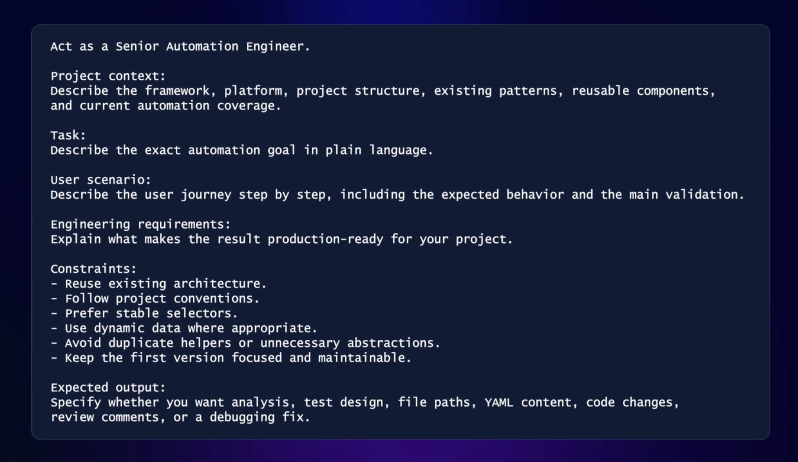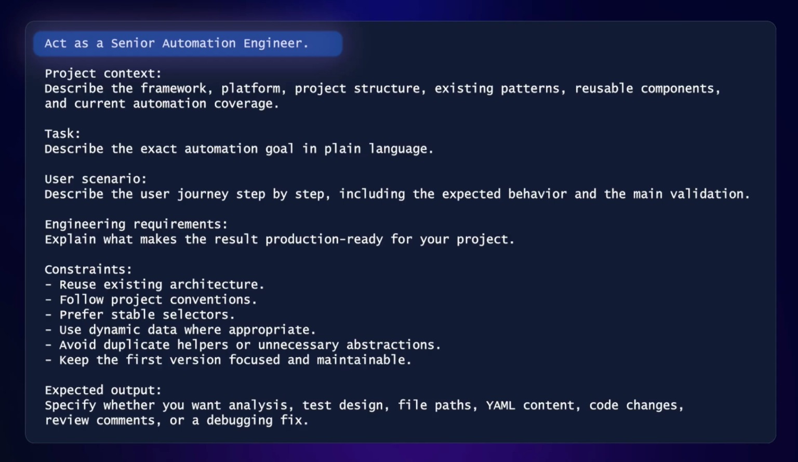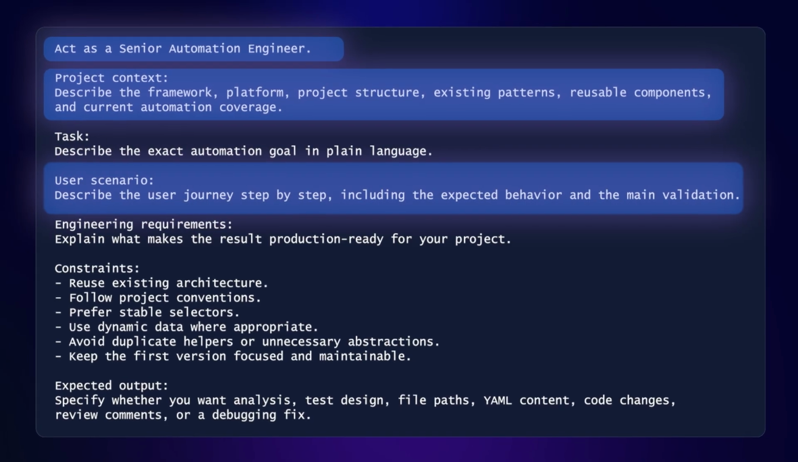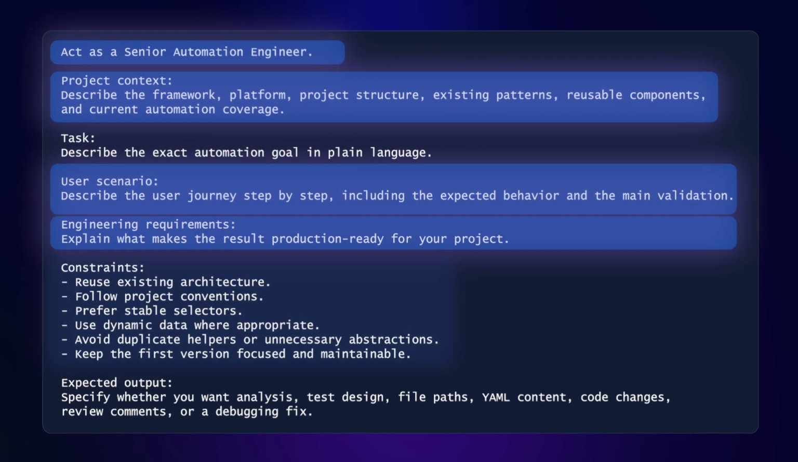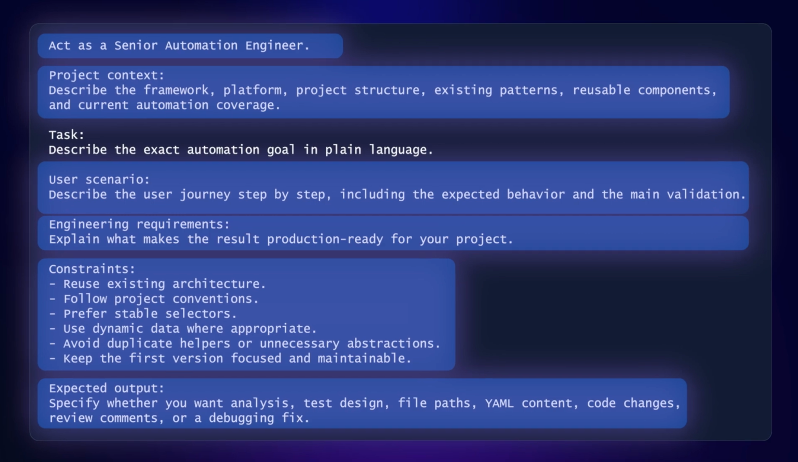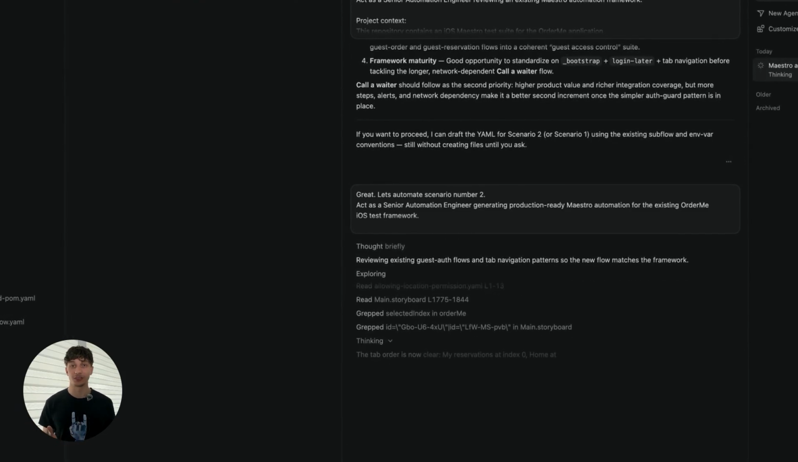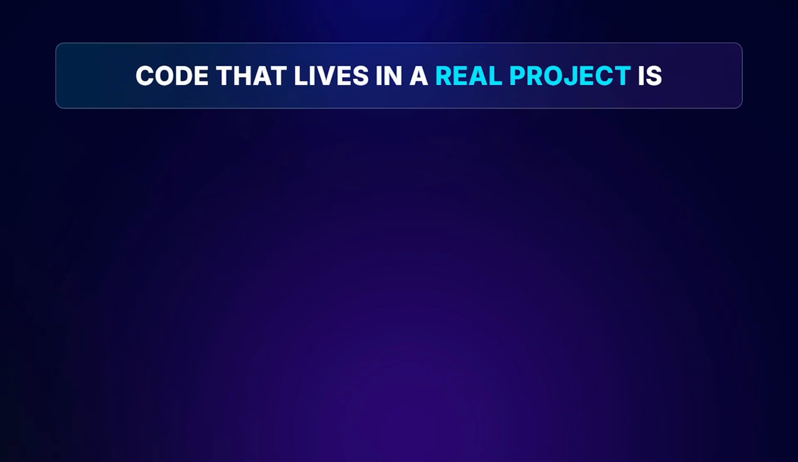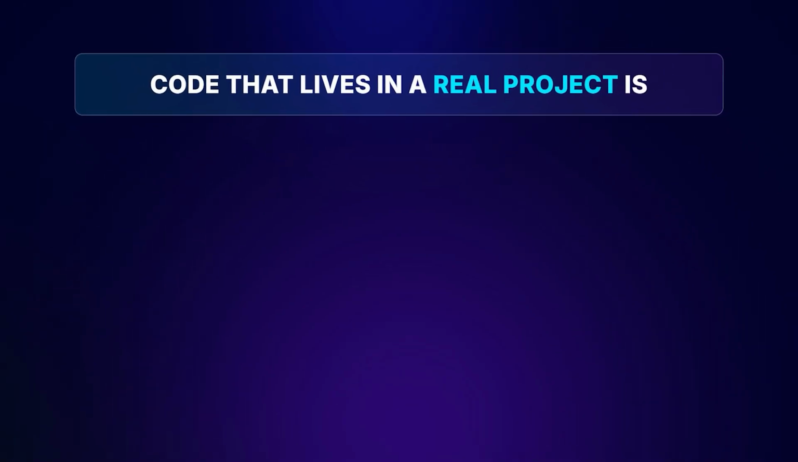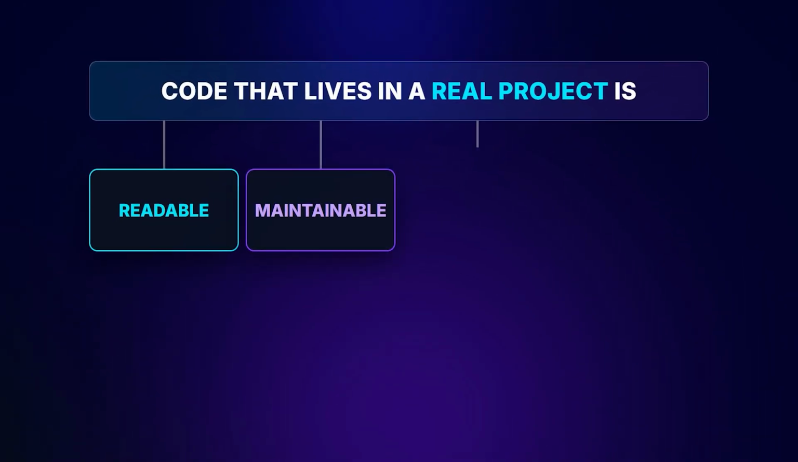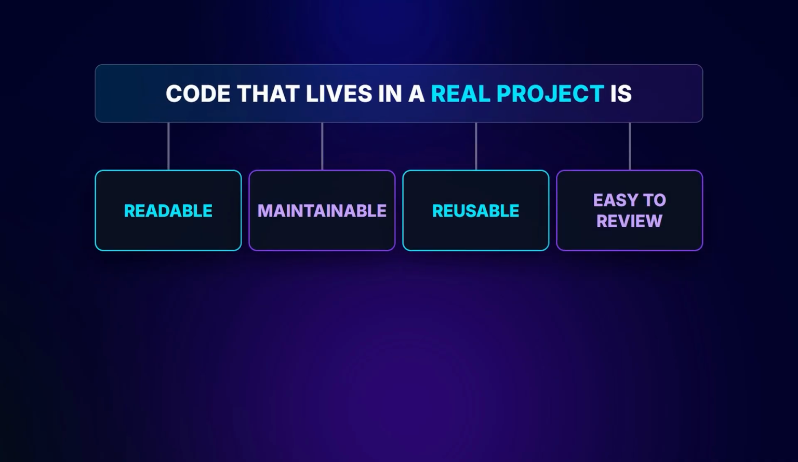We guide Cursor with a structured prompt: role, project context, selected scenario, engineering requirements, constraints, and expected output. This helps Cursor generate automation that fits the existing framework, instead of creating an isolated demo script. The goal is not just to get a passing test. The goal is to generate something that can live inside a real automation project. Readable, maintainable, reusable, and easy to review.